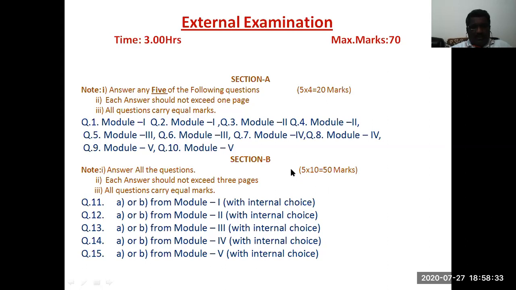All questions are compulsory, and within the question there is an internal choice. Each question is allotted 10 marks. So the student has to attempt 5 questions, 5 into 10, 50 marks. In this section B, 50 marks questions are given. In section A, 20 marks. In section A, the student has to attempt only 5 questions out of 10 questions. Each question carries 4 marks. Total in section A, 5 into 4, 20 marks.